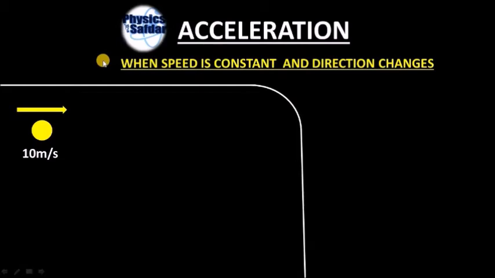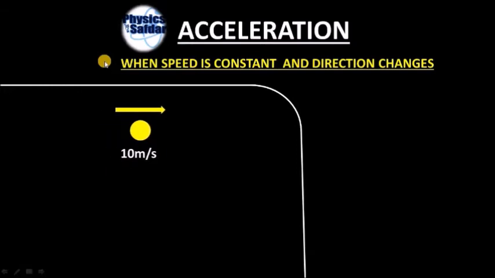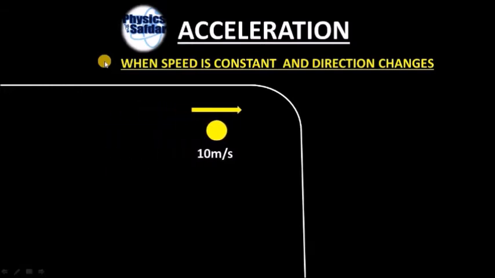Now discuss one more example. It will help you to understand acceleration easily. What is the condition we have? When speed is constant and direction changes. Look at the object. It's moving towards the right with a speed of 10 meters per second. Then it moves down with the same speed.